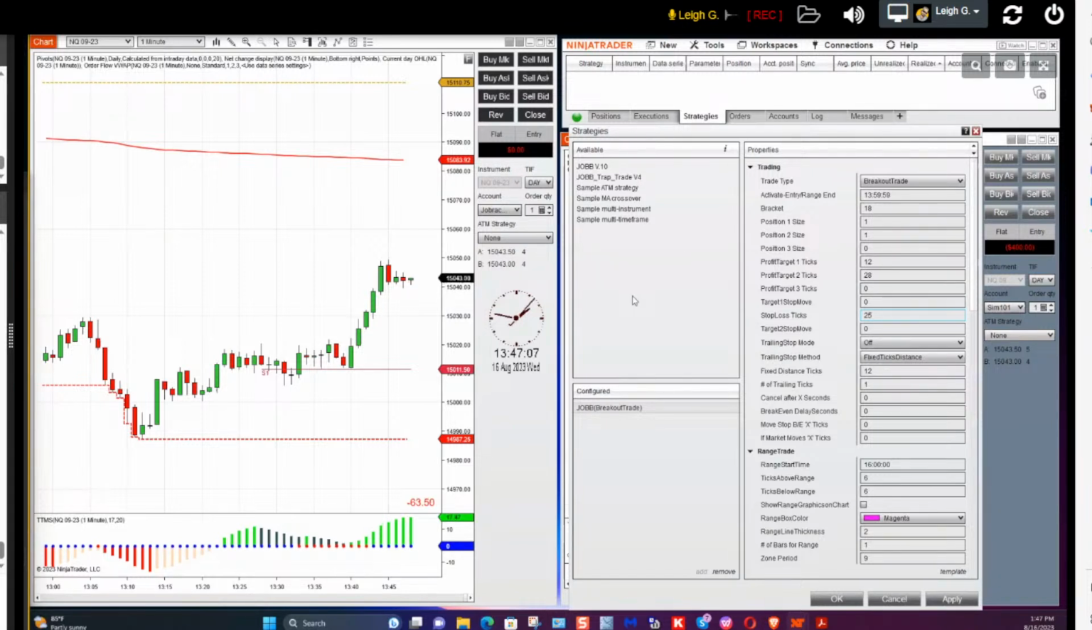Which would be a winner today, Calvin? You mean the breakout versus the trap? Breakout versus the trap? Is that what you're saying? Is that what you're asking? Which method will be a winner today? You want me to pick?